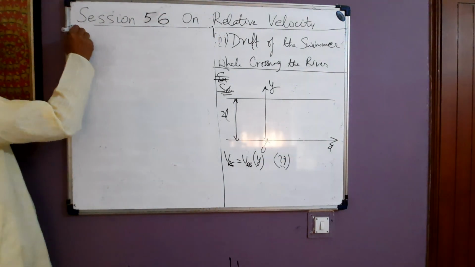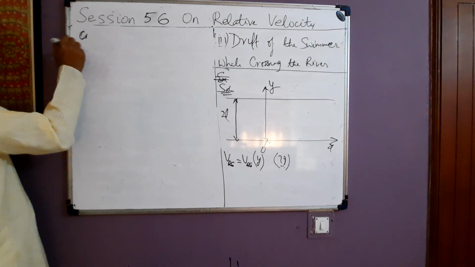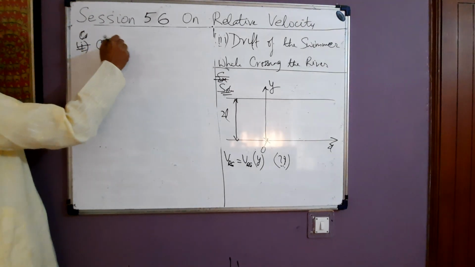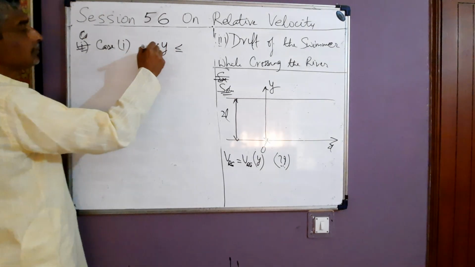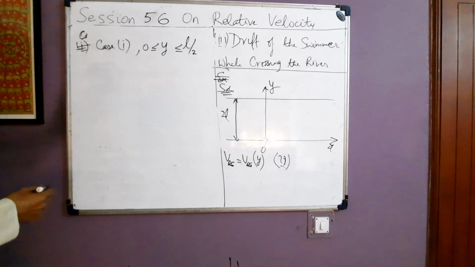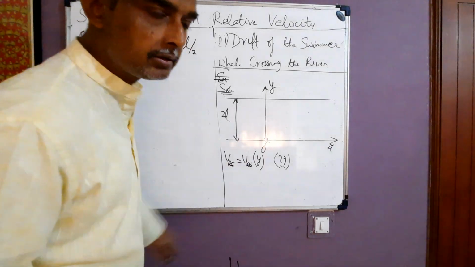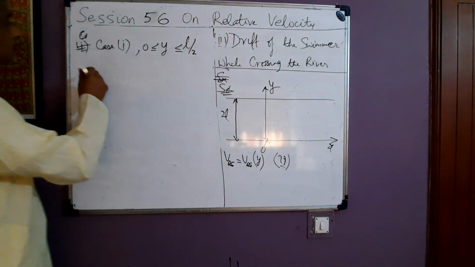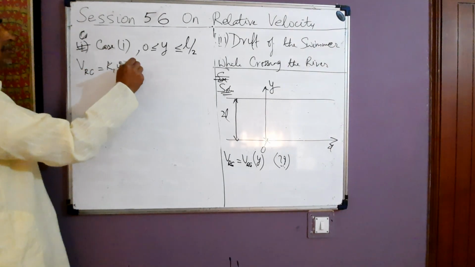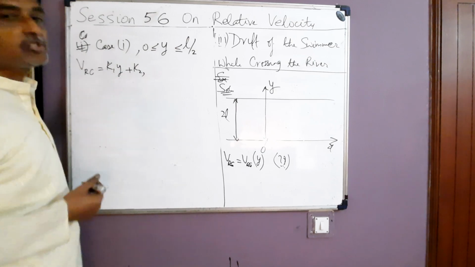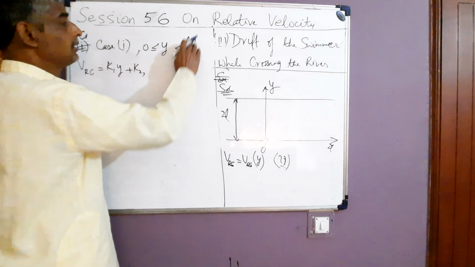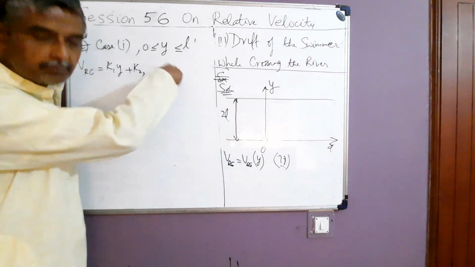So we take case 1. Y lying between 0 to L. Alright. Now it is given that VRG varies linearly with y. So VRG is a linear function of y. So VRG should be of this form: K1y plus K2, where K1, K2 are constants to be determined, and y varying between 0 to L, because width is 2L. First half of the river.